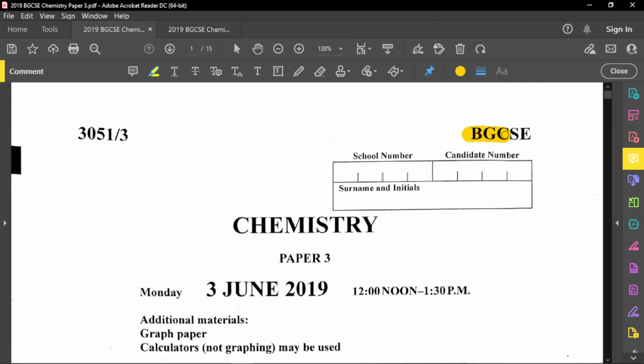Welcome back to another BGCSE past paper review. Today we're reviewing a chemistry paper. This is a paper 3 from the year 2019.